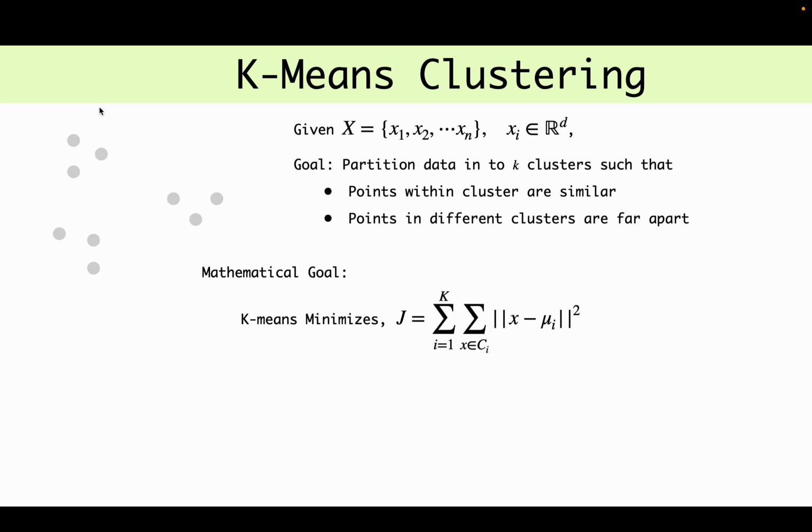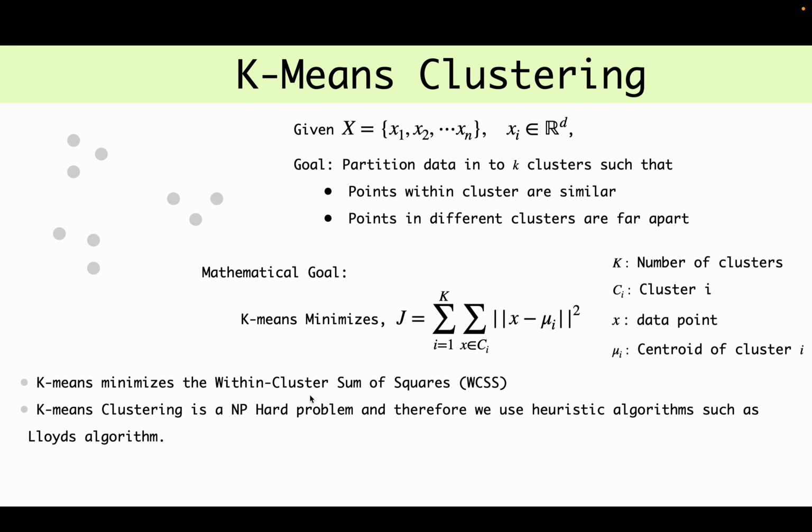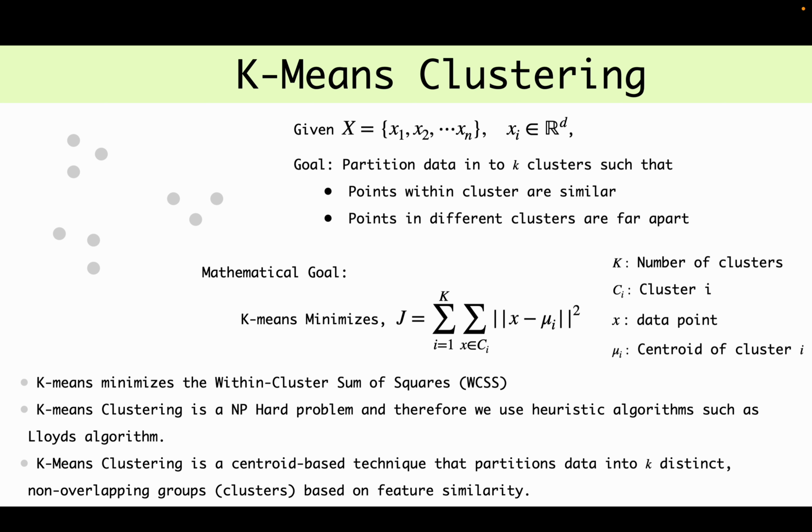And this can be mathematically formulated as follows, where mu i's are the centroids and the Ci's are the clusters. And we would like to assign each of these points to one of those clusters such that this overall thing gets minimized. But this is a very hard problem to solve, which is NP hard, and therefore we choose some heuristic algorithms to solve this problem. One such algorithm is Lloyd's algorithm.